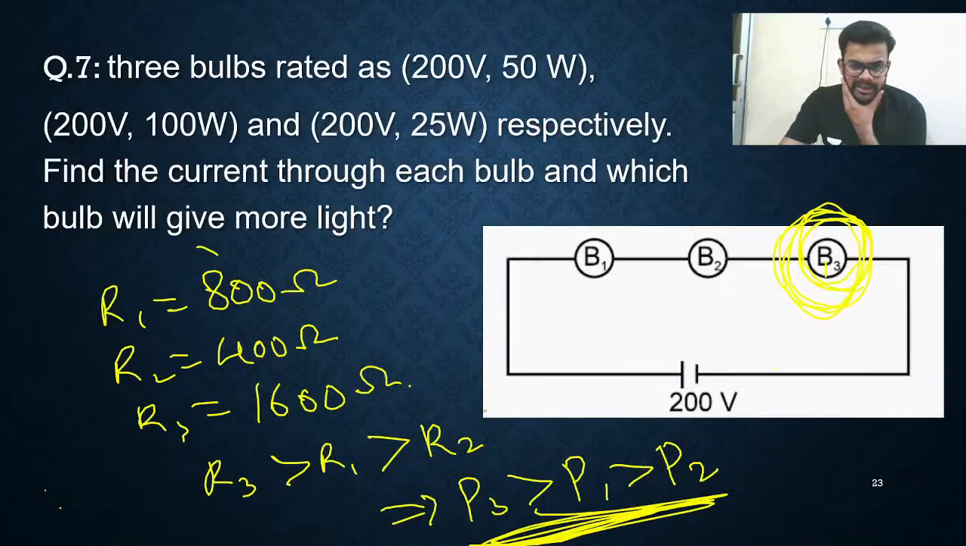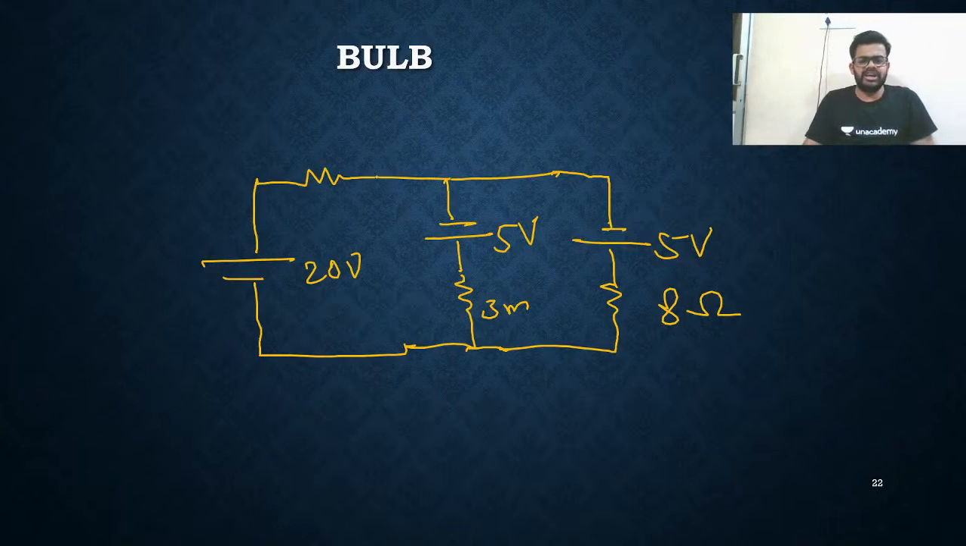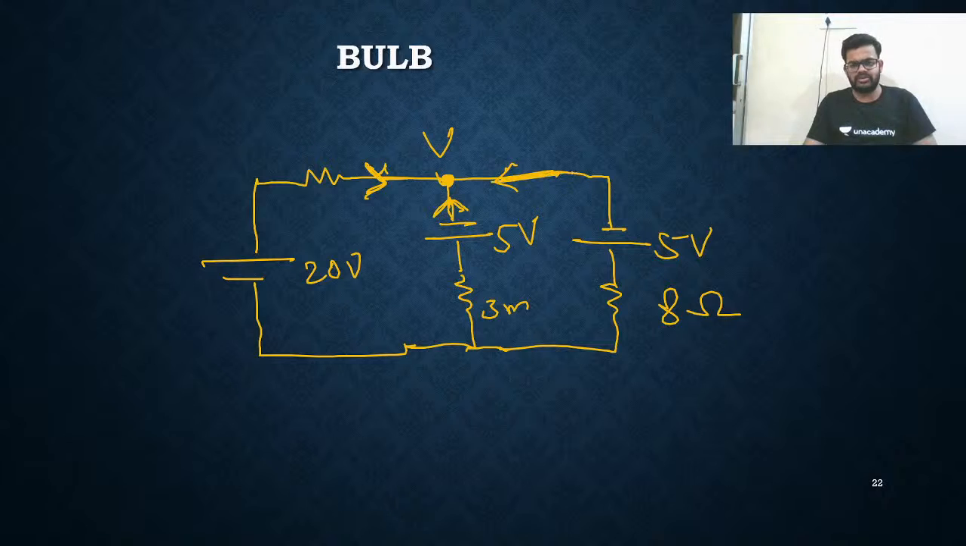Now let us solve it. How to solve? Just consider current from this branch, it's your choice. Let us consider current coming towards this junction. I am saying this is V. Here also current is coming towards this, and here also current is coming towards this. That's all.